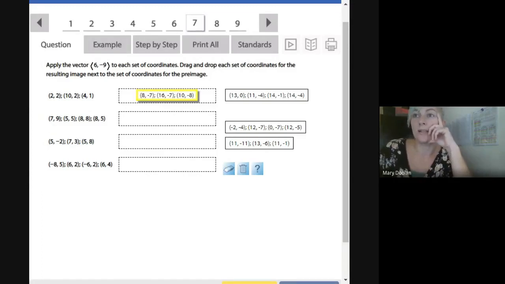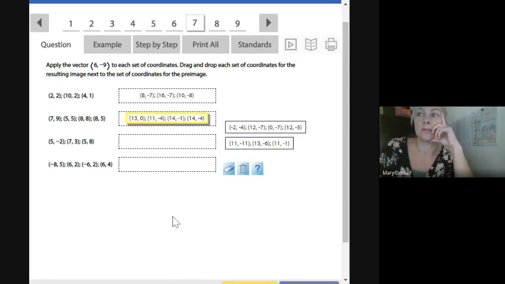And I'm not sure if that's enough just to go through the first one, but we try it. So 7, 9 is the first ordered pair of this pre-image. 6 and 7 added together is 13. And then 9 plus -9, or 9 minus 9, is 0. So it looks like this one goes here. Does that make sense?